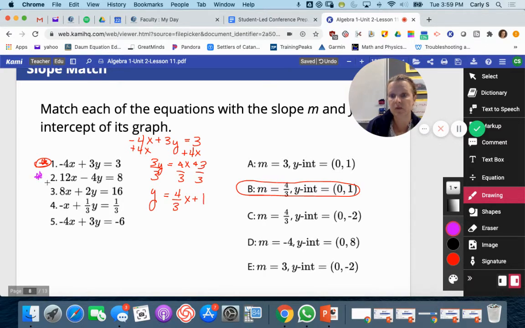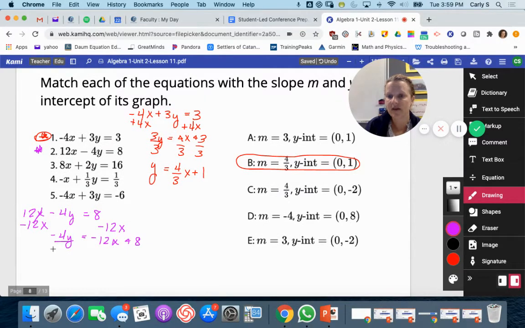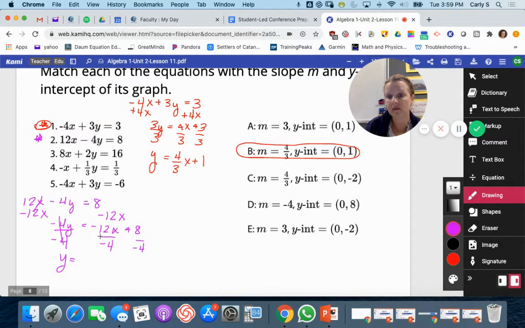Okay, let's try 2. I'm going to work over here. 12x minus 4y equals 8. Subtract 12x from both sides. I have negative 4y equals negative 12x plus 8. So divide by negative 4, divide by negative 4, divide by negative 4. That leaves me with y equals a positive 3x minus 2. So I have a slope of positive 3 and a y-intercept of negative 2. Cool.